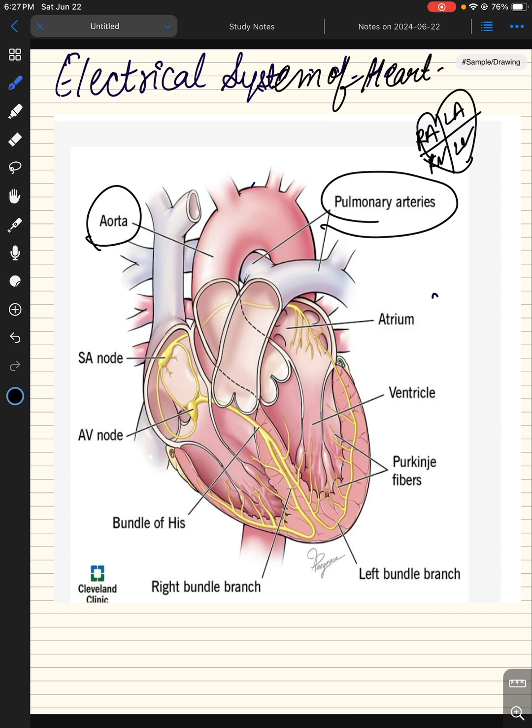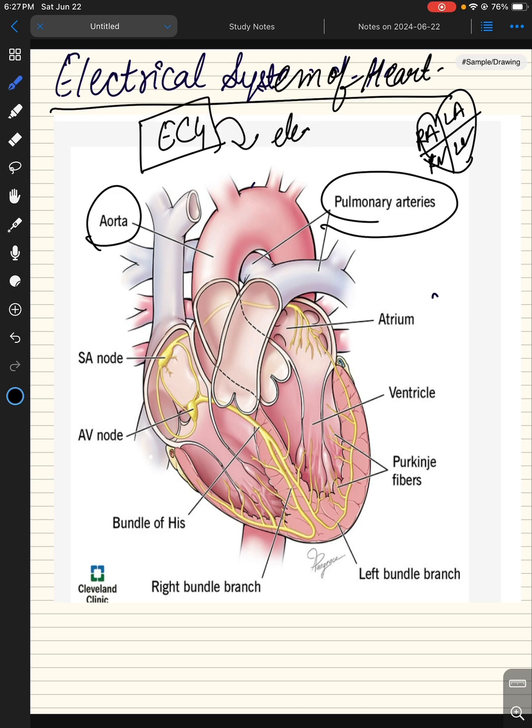For the electrical system of the heart, you know how the heart functions electrically. You all know that we do a diagnostic test called ECG, right? So why is this ECG test done? To detect how the heart is functioning electrically. So in today's lecture, we are going to discuss how the heart is functioning electrically, okay? How the impulses are being transferred.